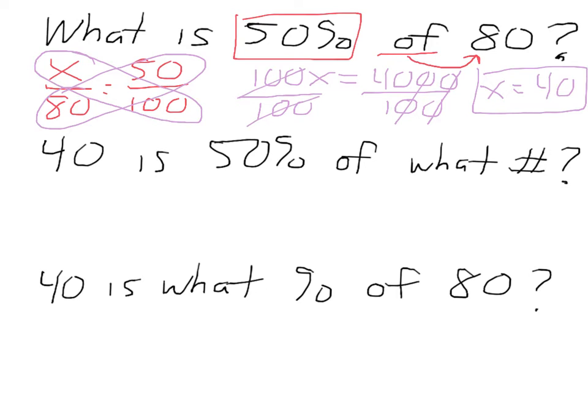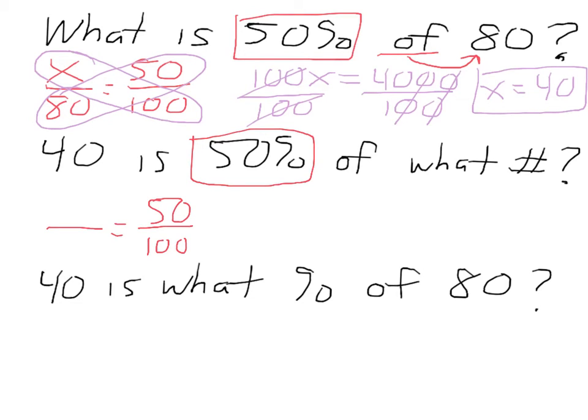Why don't you try the next one? I'm going to pause the recording so you can try 40 is 50% of what number? Let's take a look at how we would do this now, and let's see if you got it correct. Set up my proportion, put the 100 down. What's the first question I should ask myself? Is there a percent given? Yes. What's the percent? 50%, so I put the 50 over 100.